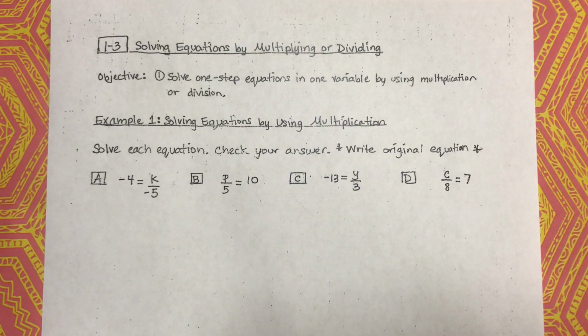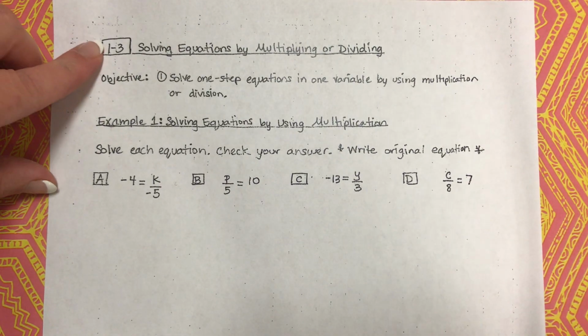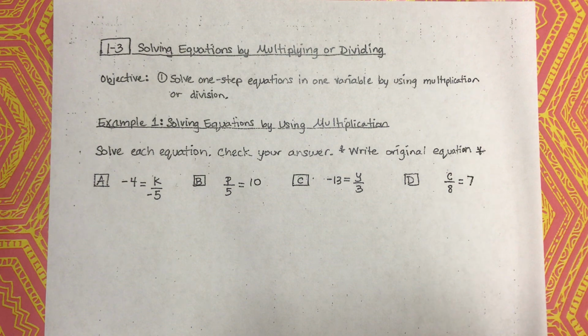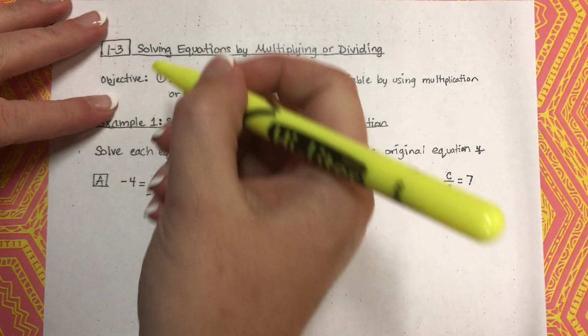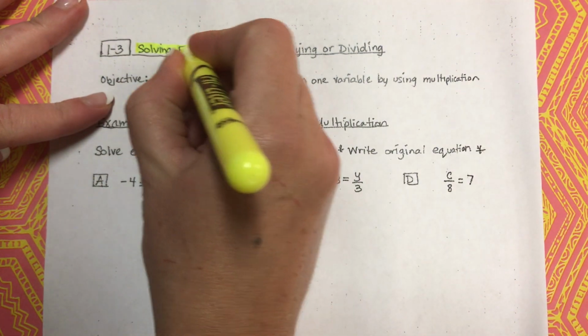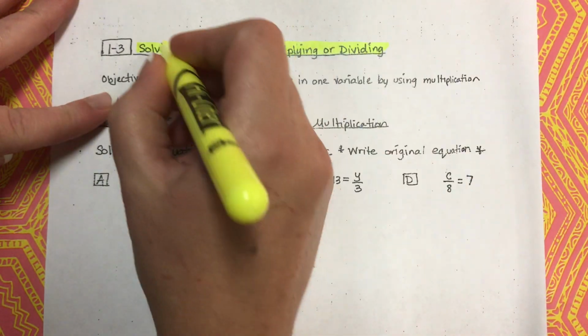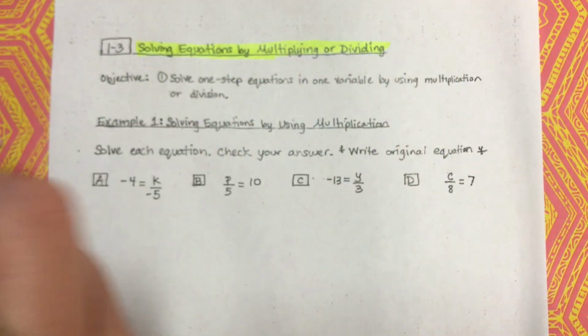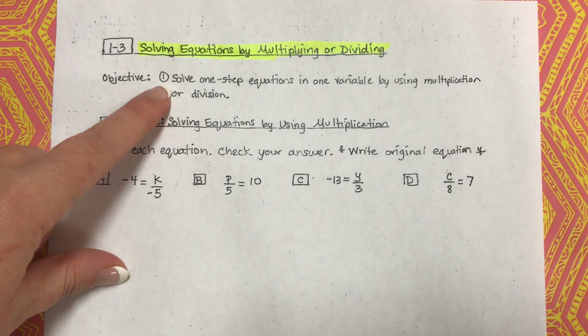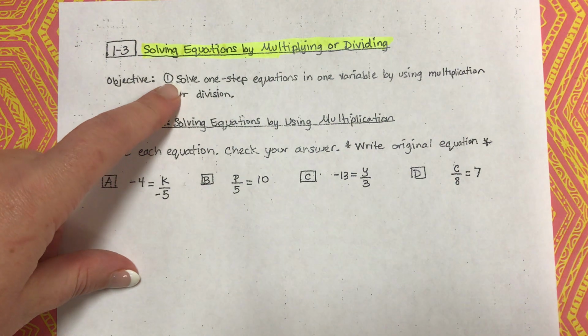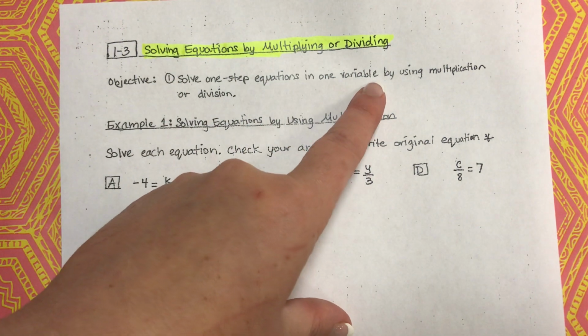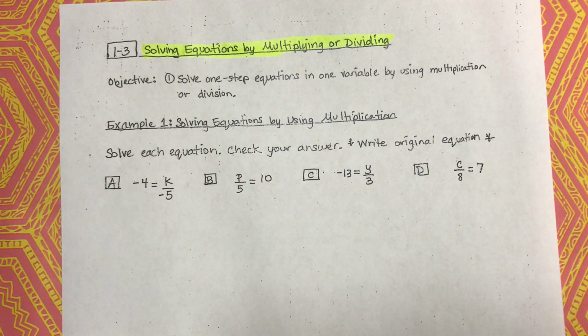Hello everyone, we're back today talking about Chapter 1, Lesson 3, solving equations by multiplying or dividing. So remember, solving is always finding the answer, and an equation is something that has an equal sign. We're going to be using multiplying and dividing today. So the objective is to solve one-step equations in one variable by using multiplication or division.